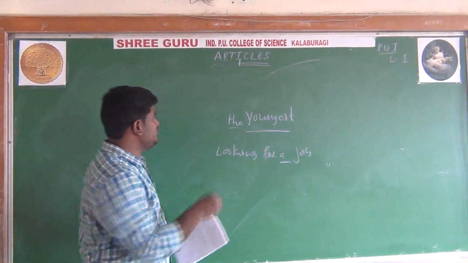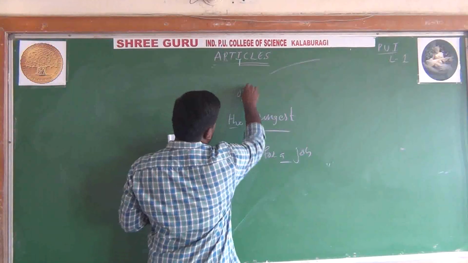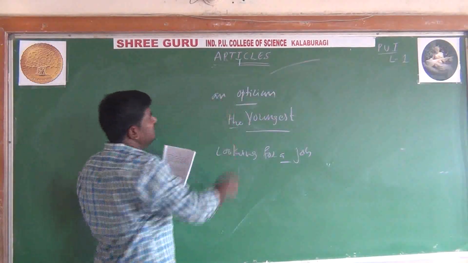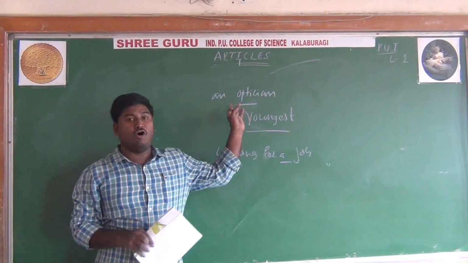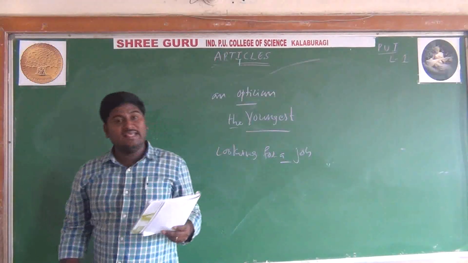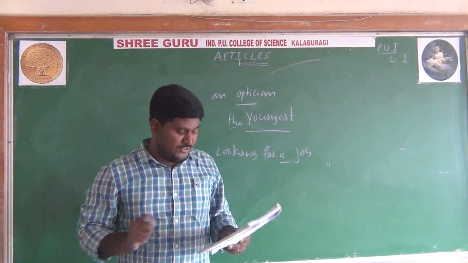Anil is an optician. As I said, optician has a vowel sound. It is not "a optician," it has the vowel sound. So "Anil is an optician" is right.